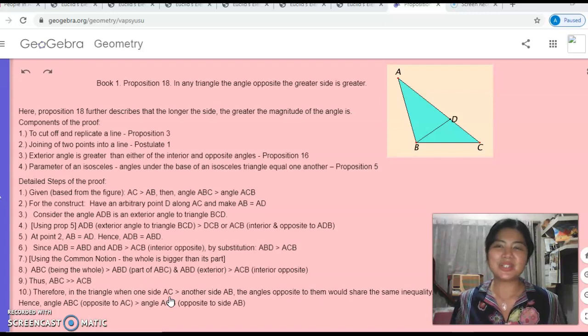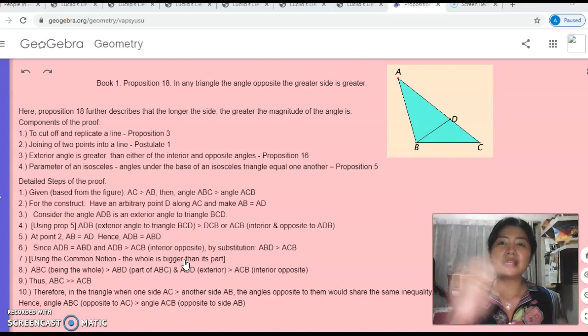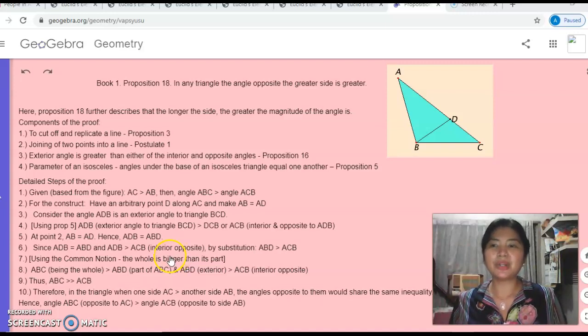So what is the intention here? Basically, we are describing another characteristic of a triangle, wherein the side of a triangle is directly proportional to the magnitude of the angle opposite to it. So here in Proposition 18, we further describe that the longer the side, the greater the magnitude of the angle is. So let us informally prove it by demonstrating the impact of the length of the side on the magnitude of the angle opposite to it.